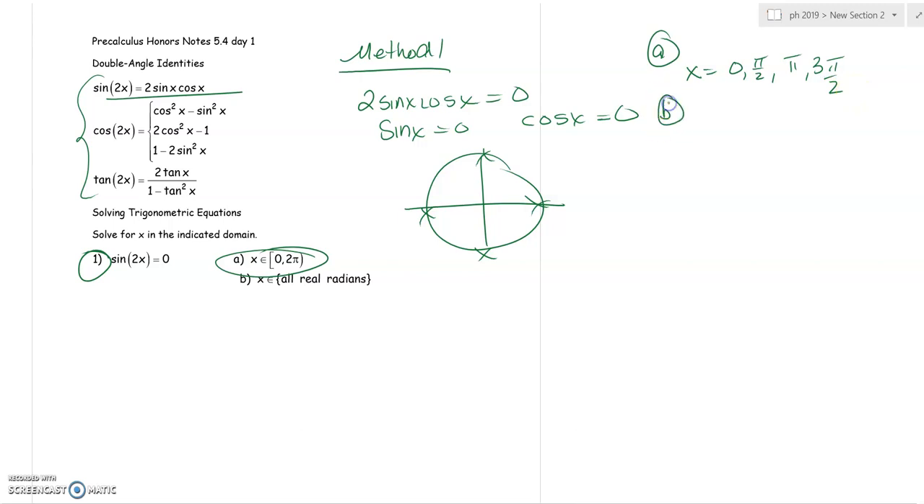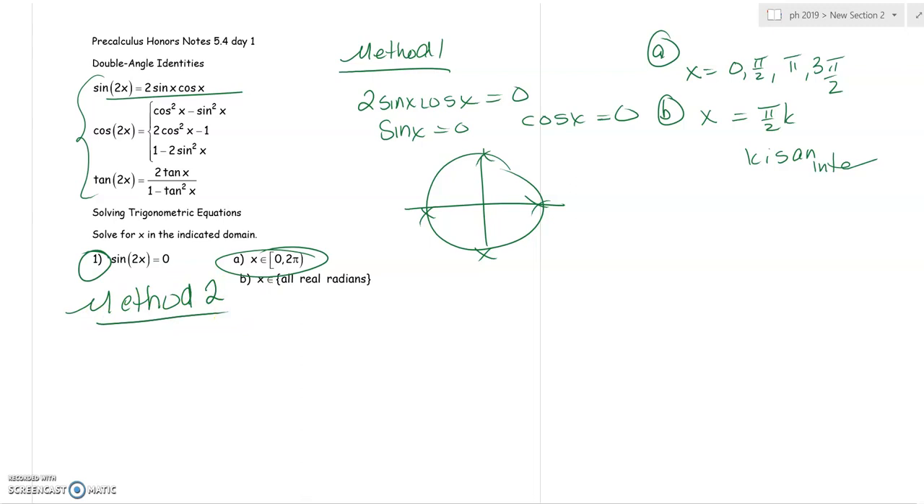And then for part B, we want all real radians. So you would say x equals pi over 2 (times k). So that's one way to solve this problem. Here's another way. For this next method, this is a little different.